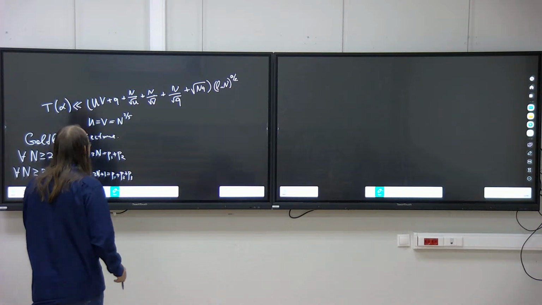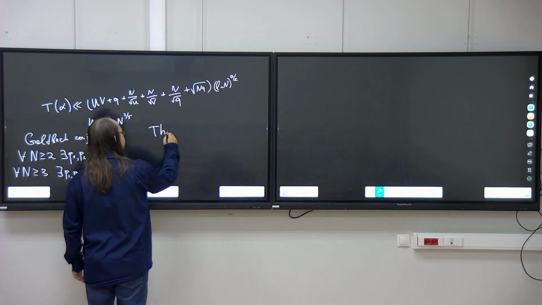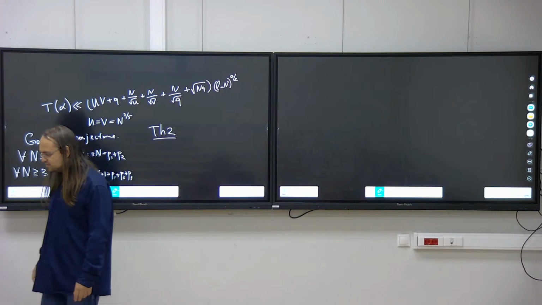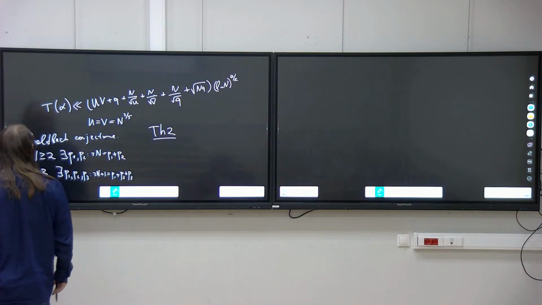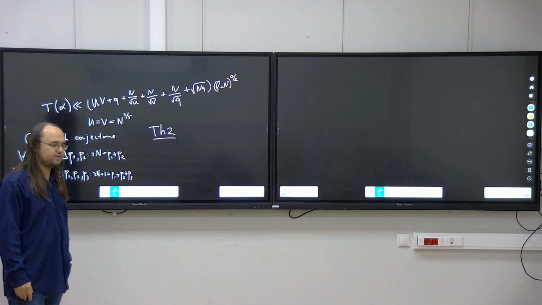And what we are going to prove is the following theorem due to Ivan Matveyevich Vinogradov, which was proved in 1937.